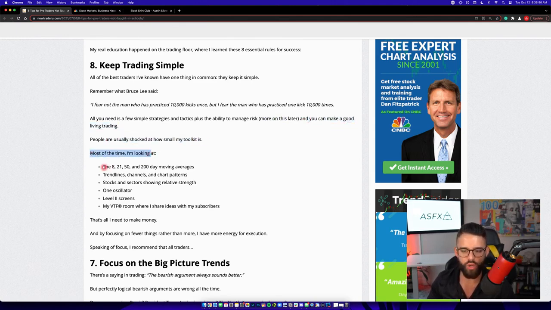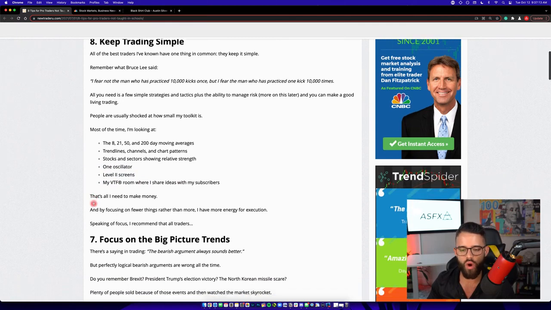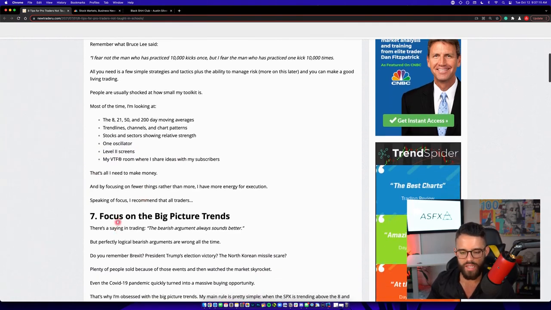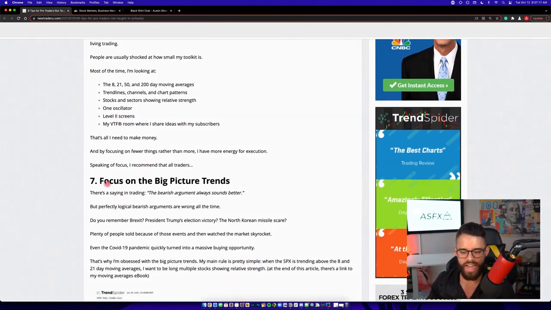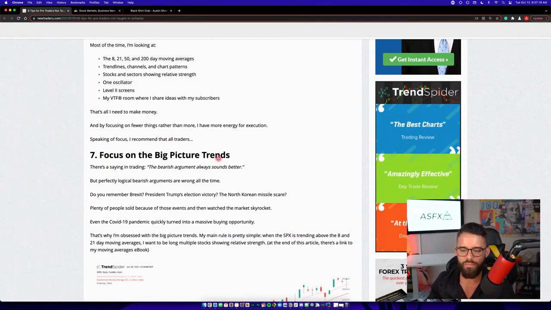Most of the time, I'm looking at the 8, 21, find that funny, 50 and 200 day moving averages. Aren't those the same moving averages that we look at as FX? Trend lines, channels, and chart patterns, stocks and sectors showing relative strength. He has one oscillator, his level two screens, and his VTF room where he shares his ideas. This is all I need to make money. Number seven, where he's going, is down to number eight: he focuses on big picture trends.